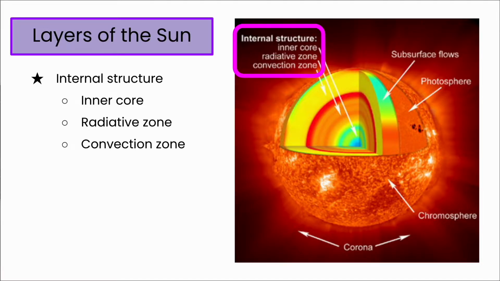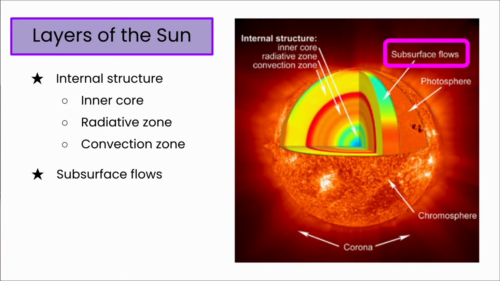First of all, the inner core is the central region where nuclear reactions occur. These reactions release the energy that ultimately leaves the surface as visible light. The radiative zone is characterized by the method of energy transport, which is radiation, and that's where its name comes from. And finally, the convection zone is a region of turbulent plasma through which energy is transferred by convection. Again, that's where its name comes from.